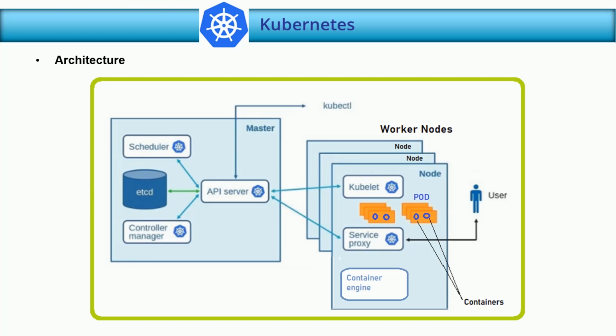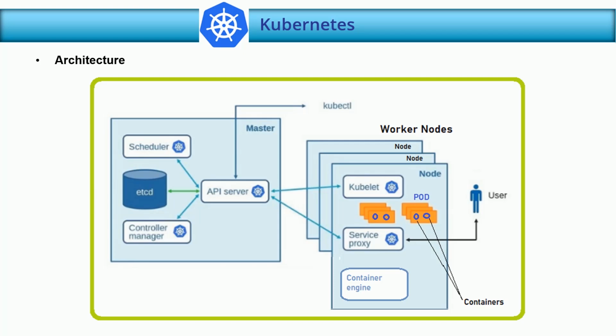Inside this master node, we have a few components like the scheduler, API server, etcd database, and controller manager. For the worker node, we need to understand a few components like kubelet, service proxy, or we can say kube-proxy, and the container engine. Here you can use any software for the creation of containers. It could be Docker, Rocket, or Containerd. But for our lab purpose, I am going to use Docker.